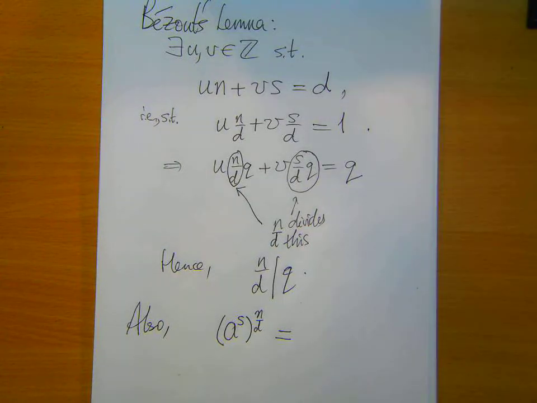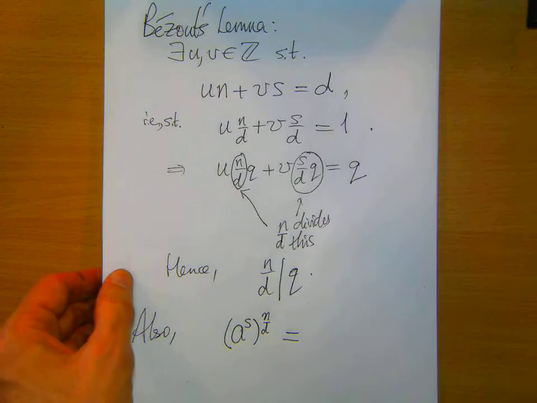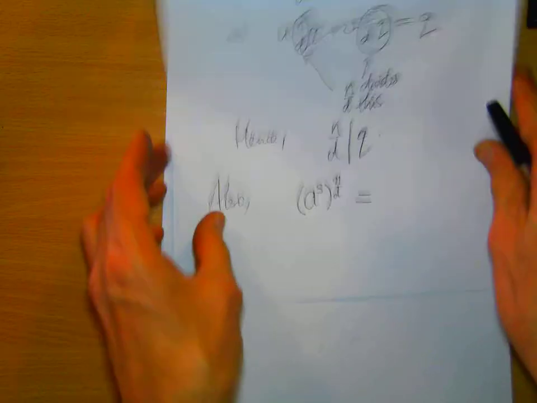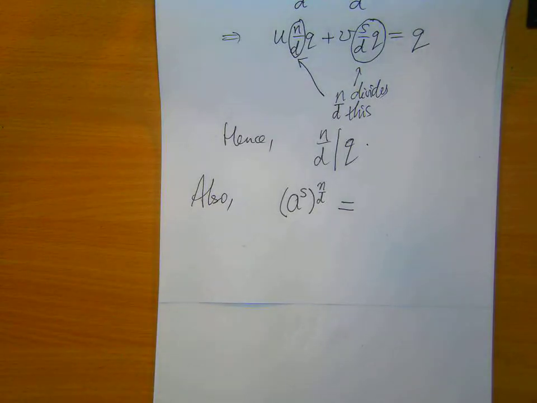We've got to be a bit careful, because we've got to make sure that all our powers are actually integers. But remember, d is the greatest common divisor of n and s, so in particular d is a divisor of n, so n over d is an integer. It's a positive integer, in fact. So it does make sense to take a group element to the power of n over d. Remember, we can only take group elements to the power of integers. So n over d is an integer, and I'm going to compute this using index laws again.